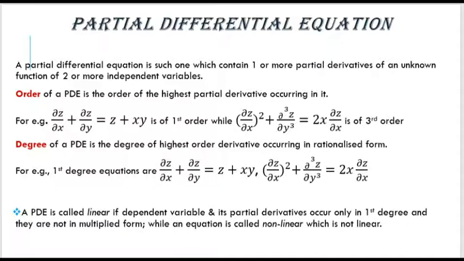But in the case of a partial differential equation, we have to consider the partial derivative. So a partial differential equation is one which contains one or more partial derivatives of some unknown functions of two or more independent variables. For example, we can write ∂z/∂x + ∂z/∂y = z + xy. So this is an example of a PDE.